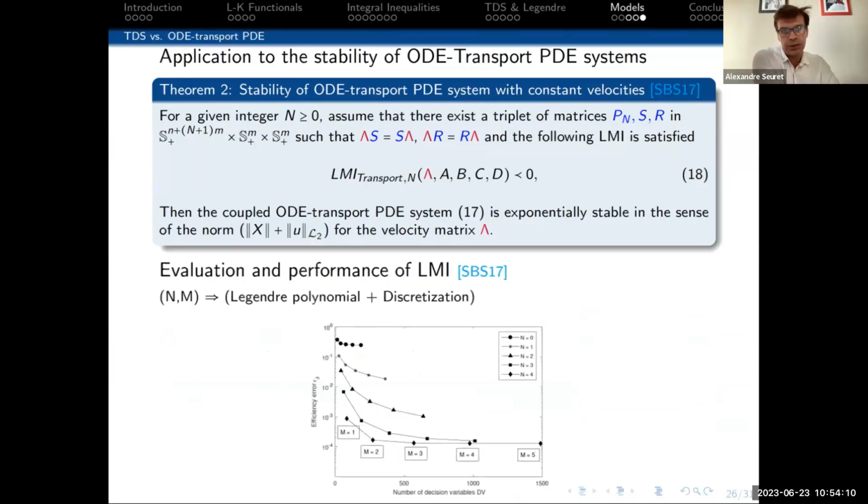And when you look at the results, in this case, you may see here in this plot the efficiency, that is the vertical axis, with respect to the number of decision variables.